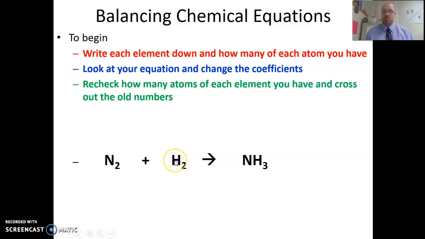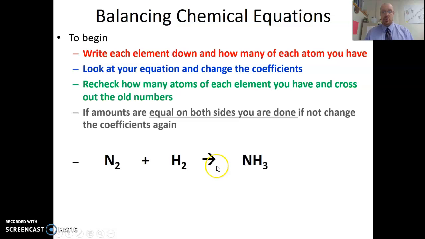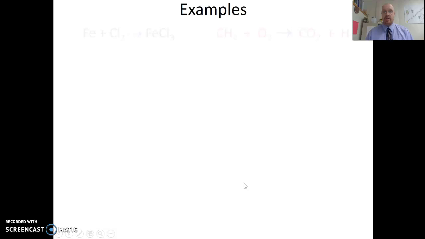Make sure when you're done you recheck how many atoms of each element you have, and then cross out your old numbers. And you're going to sometimes go back and forth on either side of your arrow, depending on how long it takes to balance everything out. If the amounts are equal on both sides, you're done. If not, you need to change the coefficients again. We'll have lots of practice with this.